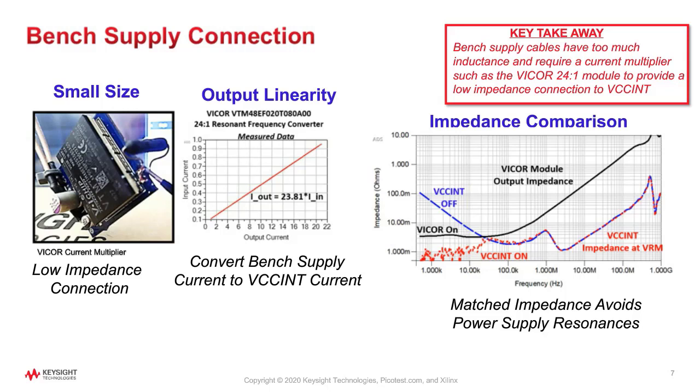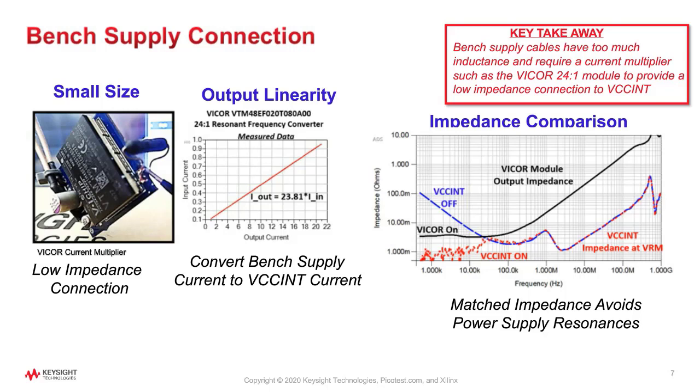The Vicor module takes a high voltage, low current input with large impedance and changes it to a low voltage, high current output with low impedance that matches the impedance of the VCC-INT power rail. The picture on the left shows the Vicor module mounted on a small PCB designed by Steve Sandler of Picotest, with a resistive load attached for verifying the linearity of the current conversion. The module is small enough that it can be directly soldered with very low inductance leads to the ZCU-104 board.